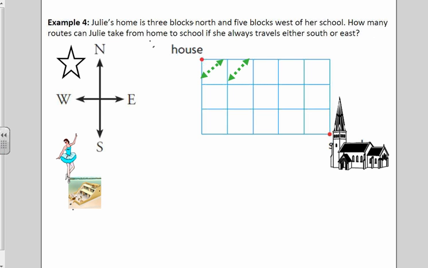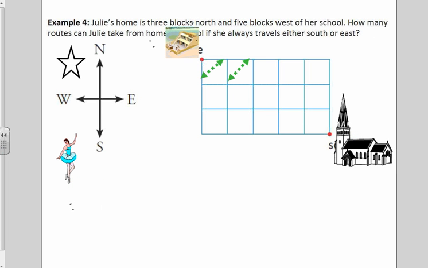And this is, isn't it home and school? House and school. Okay, so this is a school, and this is the house. I'm going to move these out of the way too, and I'll just move that line down there. So if Julie is starting here, how many different routes can she take to get to this point here? If she can only move south and east.